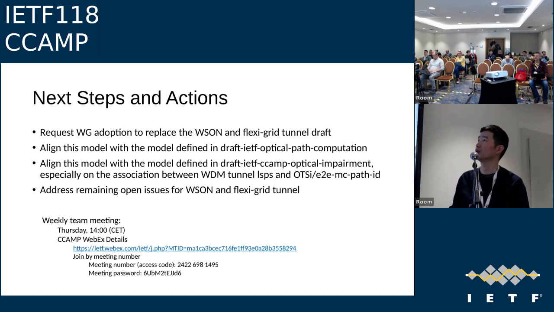Right, next page. So the next step is to do the working group adoption to replace the WSON and FlexGrid tunnel, and also align the model with the optical path computation by reusing all the groupings for both models. And also we'll continue to align with the discussion happening in optical impairments. And there are a few open points about how to associate the WDM tunnel LSP tunnel path with the definition in optical impairment with respect to the end-to-end media channel path ID, right?